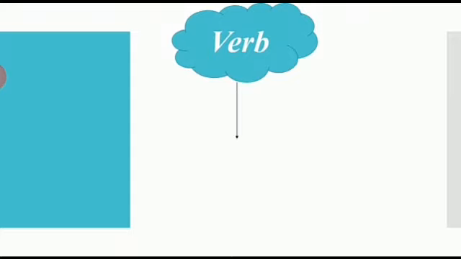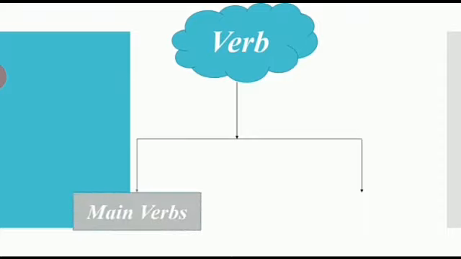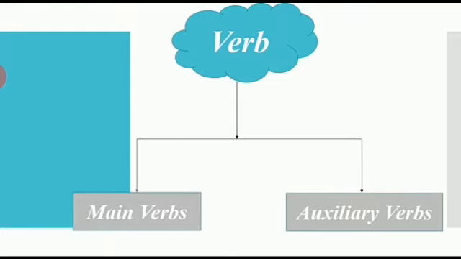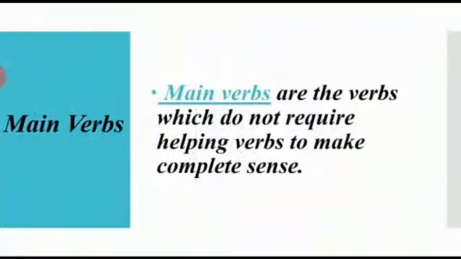Now let us understand more about verbs. We'll understand the main verbs and auxiliary verbs. Auxiliary verbs are also known as helping verbs. Main verbs are the verbs which do not require helping verbs to make complete sense. Means this type of verbs are those which don't require any other verb to complete the sense.